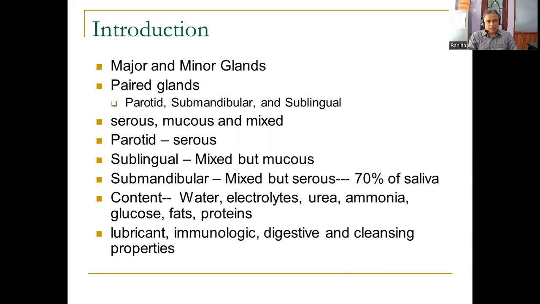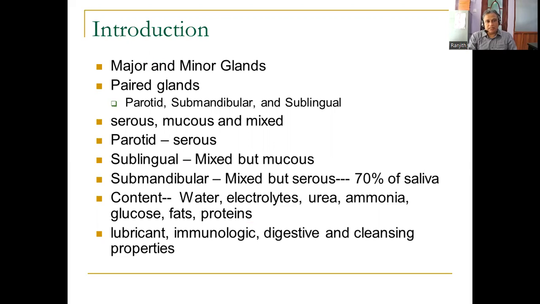The parotid gland, which is one of the largest salivary glands, is predominantly serous, in the sense that it has a very thin, watery saliva. The sublingual gland is a mixed gland, but predominantly it is a mucous gland. That means the saliva that is produced from the sublingual gland is very thick and ropey. The submandibular gland is a mixed gland, but it's predominantly serous, and it is the largest. It produces the largest amount of saliva. Around 70% of the saliva in the oral cavity is produced by the submandibular gland.